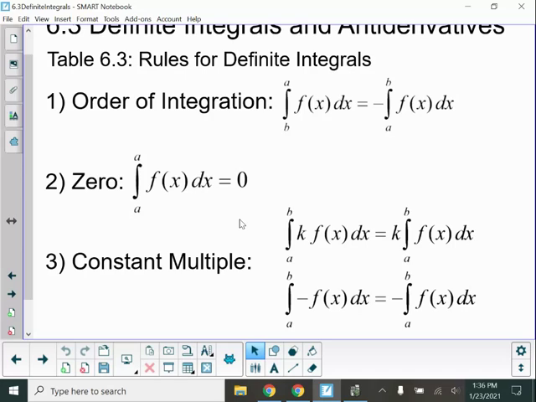And then we have the constant multiple rule. So this works for a number k, or if you just have a negative sign, you are actually allowed to pull any constants out of the integral, put them out in front so you can find the integral first, and then you can multiply by the k whenever you're done. And again, you can do that with a negative sign as well.